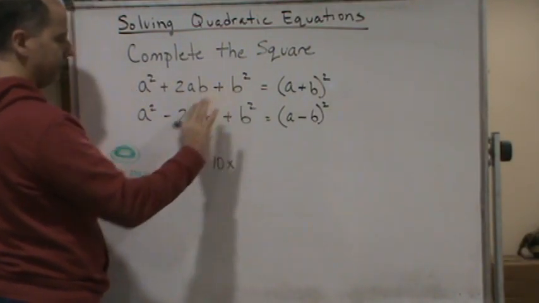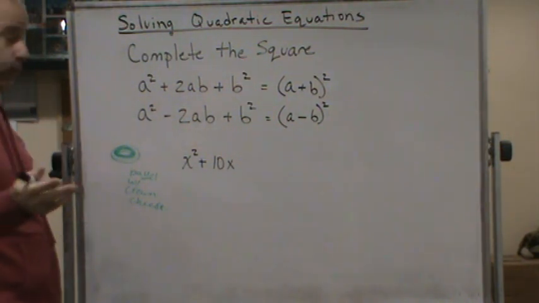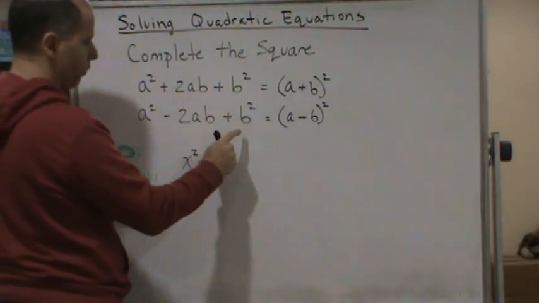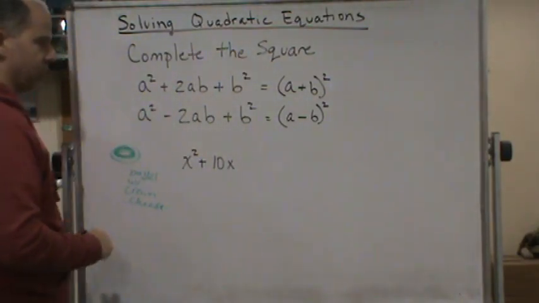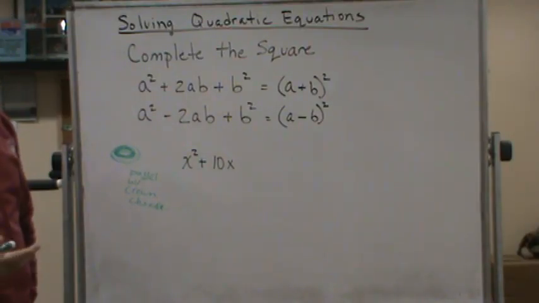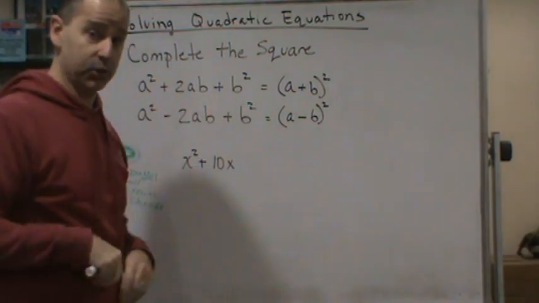So the question is, what if we don't have a perfect square on this side? What if it doesn't have the complete form, and let's say it only has part of it, but this last term, the constant term, is not a perfect square? Well, we can manufacture a perfect square by doing what we call completing the square.